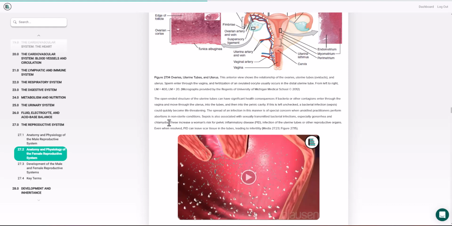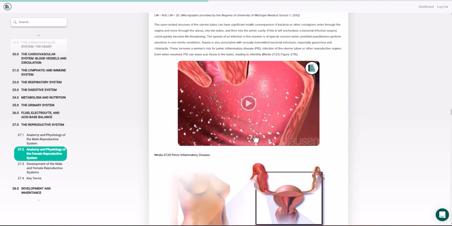And there are a number of studies that show that one of the reasons for the increase in infertility in the U.S. is undiagnosed issues with chlamydia and gonorrhea in some women. And so that has caused scarring of the uterine tubes and has increased the rate of infertility in our country.